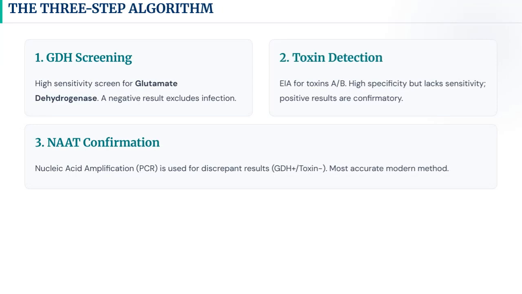Let's break down the 3-step algorithm we use to detect toxins A and B first. We start with GDH screening. This test is highly sensitive, so if it's negative, we can confidently rule out infection. Next, we test directly for the toxins themselves. This method is very specific, meaning a positive result confirms infection, but it can miss some cases. Finally, when results don't match, like a positive GDH but negative toxin test, we use nucleic acid amplification, or PCR, for the most accurate confirmation.